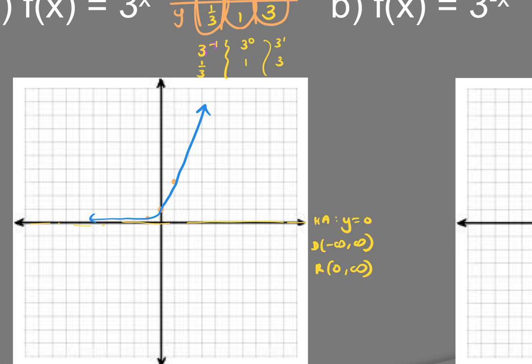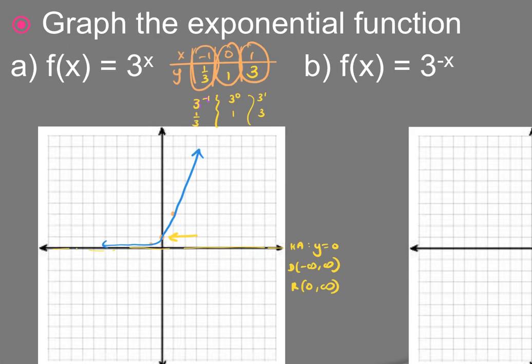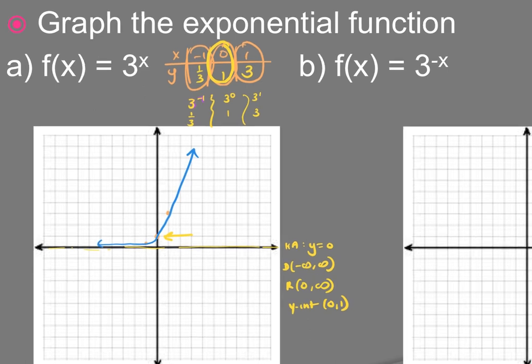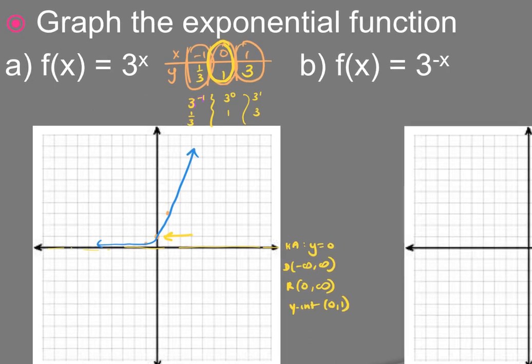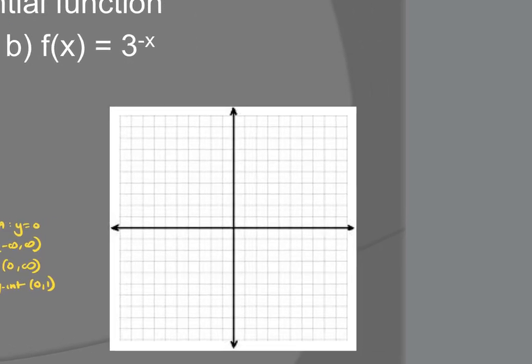My y-intercept, I can either look at my graph or I can go to the center point on my t-chart because that's where I plugged in 0. And it's 0, 1. Questions so far? Okay, we're going to repeat it for B.